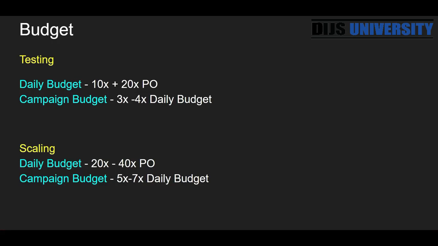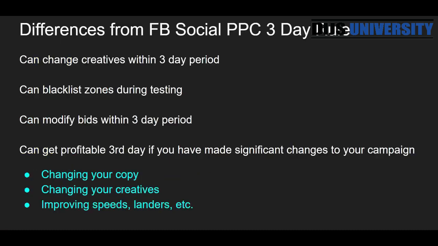By then we may have a whitelist, we may have duplicated onto another offer to test other offers. There's so many things that you can do when you're ready to scale. So those are just the numbers that you want to stick with.